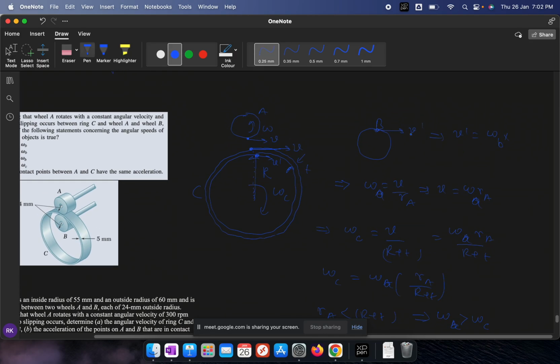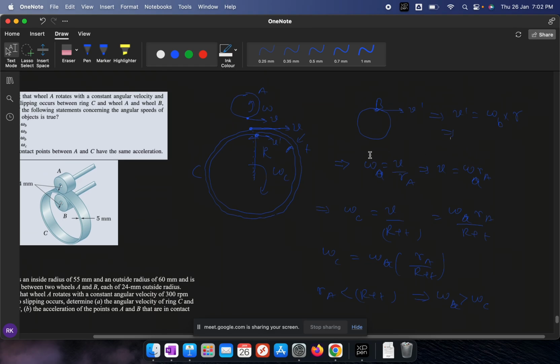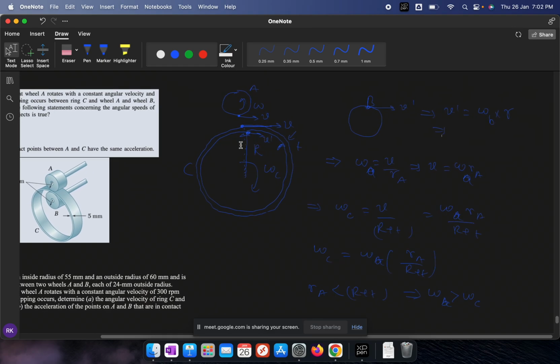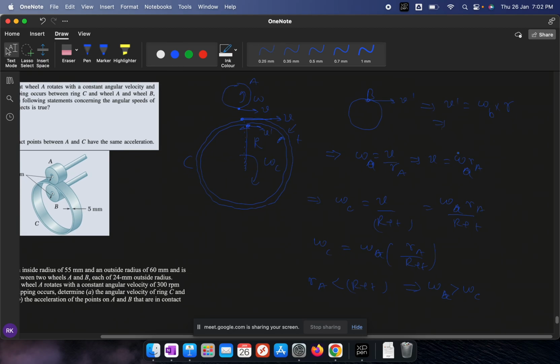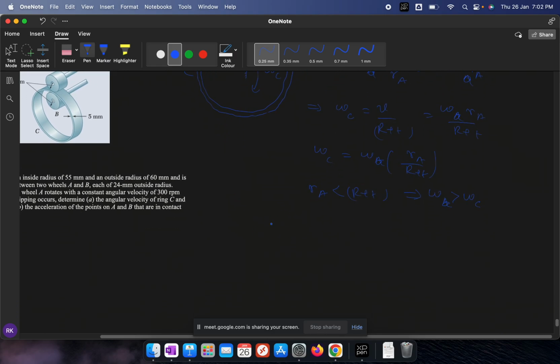I'm just solving this for v dash, just looking at what the angular velocity situation is for wheel B. So that will be omega B into what? The radius is the same. Now I also have to find this v dash, so that we can substitute it here.